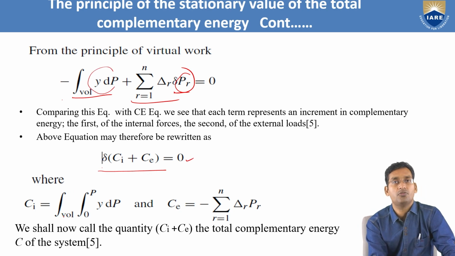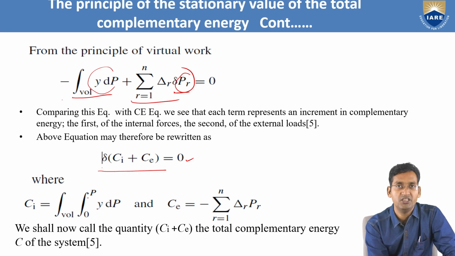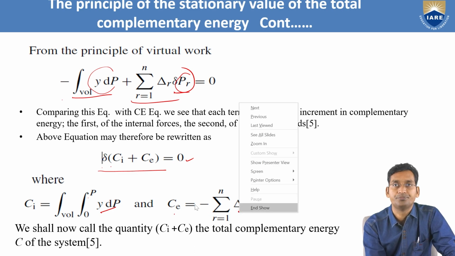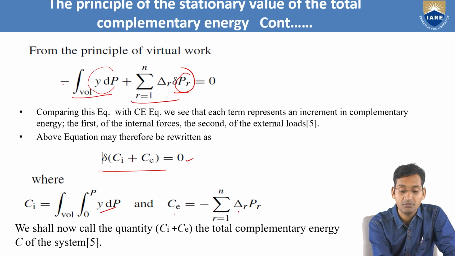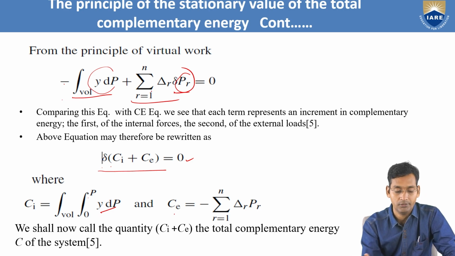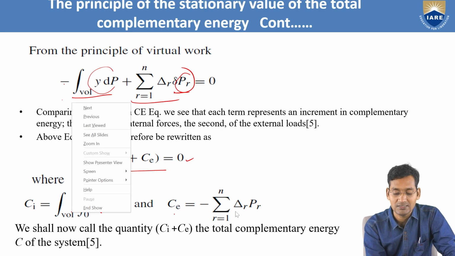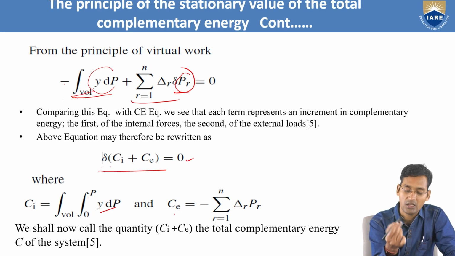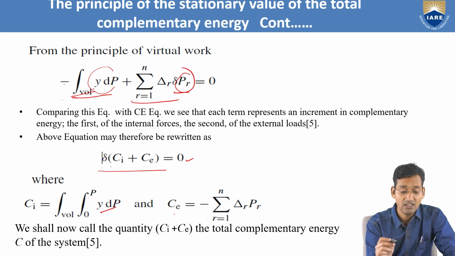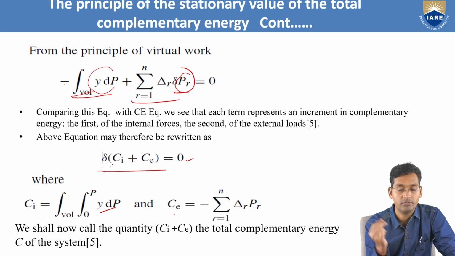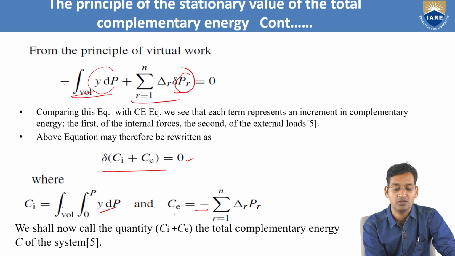Now, in terms of this, Ci is with respect to the volume, the integral over the volume, 0 to P of y dP, and Ce is minus the sum over R = 1 to n of delta R PR. Now let's see, this term is minus. If you take this term as positive, then this term should be negative. Or else, in the same way, you could keep it also. But if you keep the same form, then you cannot write it in this form, because for writing in this form, only Ce is taken as negative and this becomes positive.